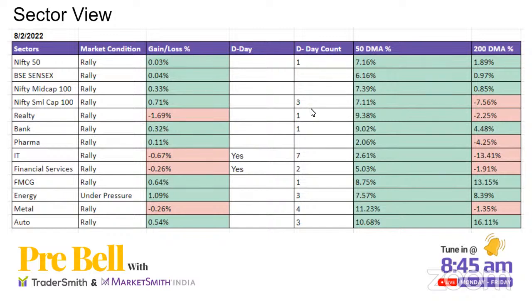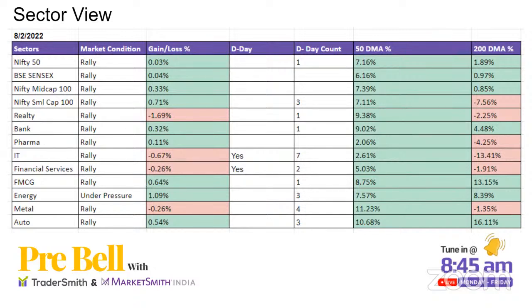In the small cap, the D-Day count is 3, which is still low and manageable. The only one, the problem is your IT, at 7. So even if the D-Day count increases by 1 or 2 moves, it will be downgraded to uptrend under pressure.